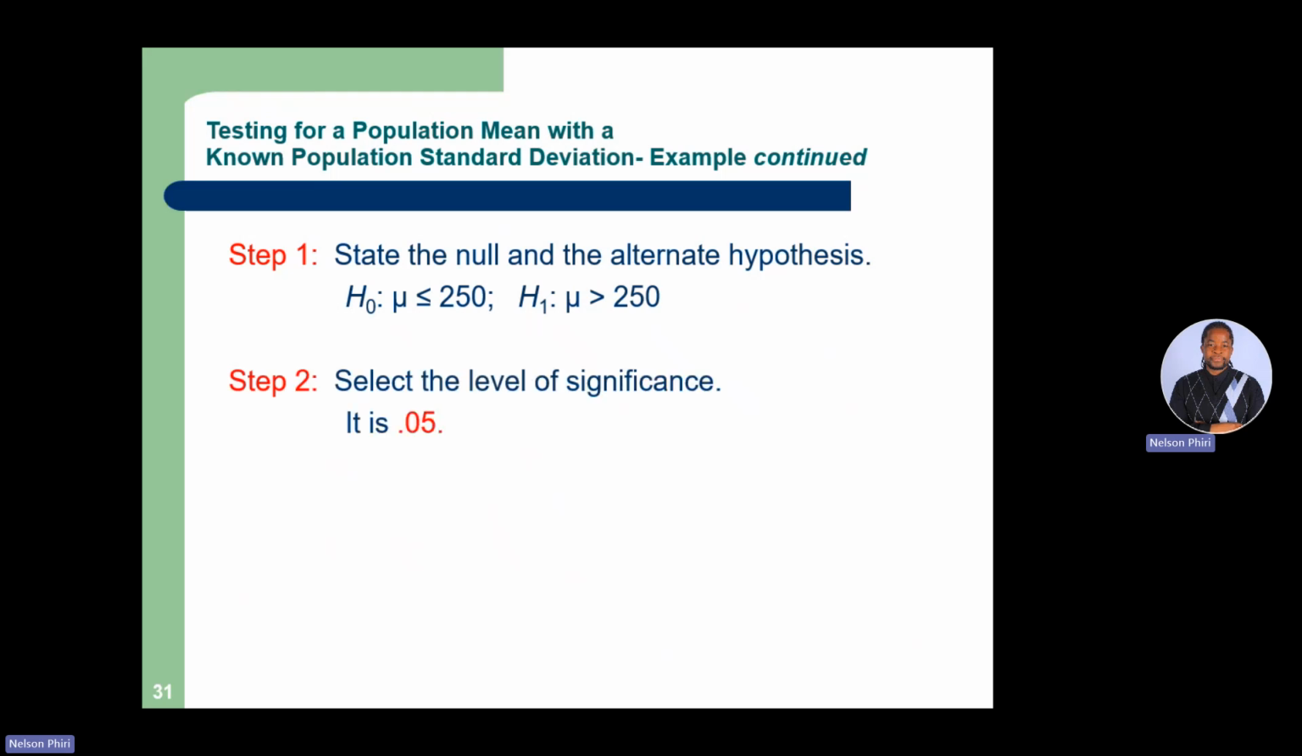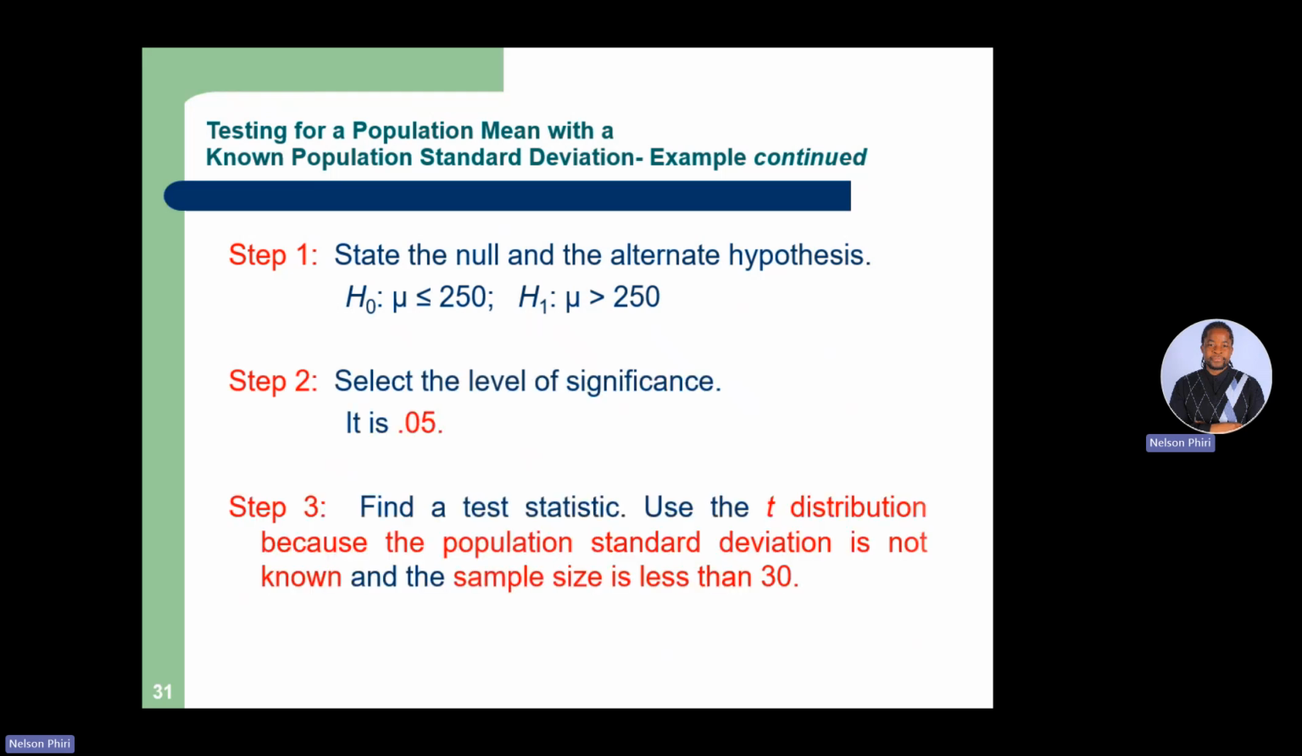Then you select a level of significance, which is 5%. Then we use the t distribution because the population standard deviation is not known and the sample size is less than 30. These are important conditions that we normally test in theory. So make sure you remember these conditions, as they're very, very important, and I'll test you on these in your theory.